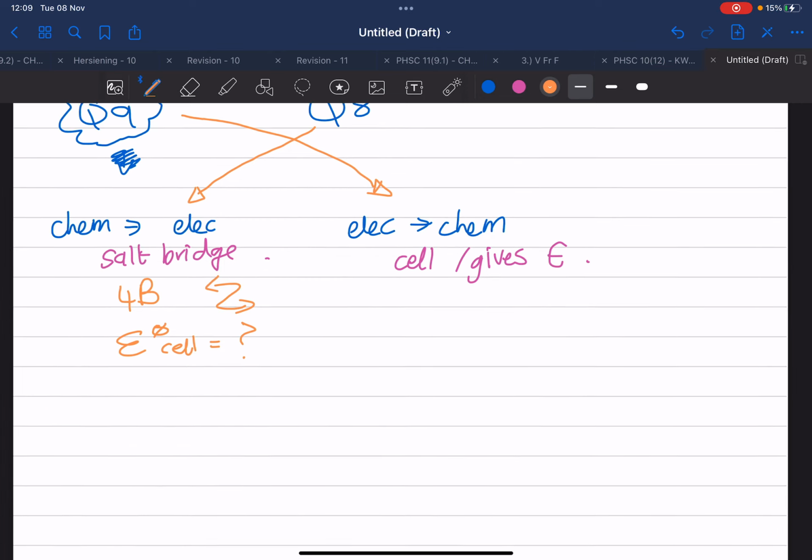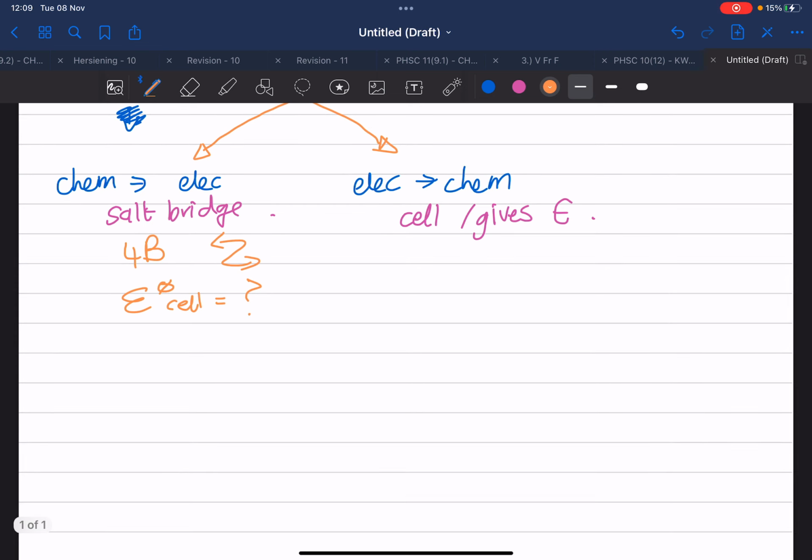Now on that E cell part, I don't know if ma'am said that, but there are three formulas you can use. Those formulas on your data sheet you must write down exactly as they are. You are not allowed to abbreviate. So say it is E cathode, you can't just write cat. You must write cathode minus E anode. If you abbreviate, you lose your mark.